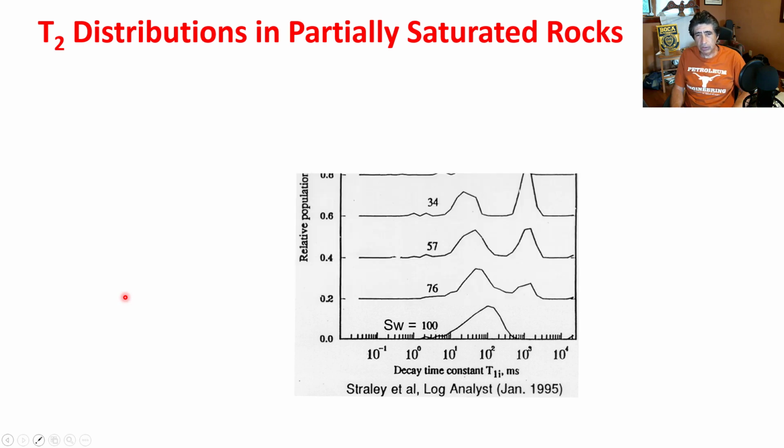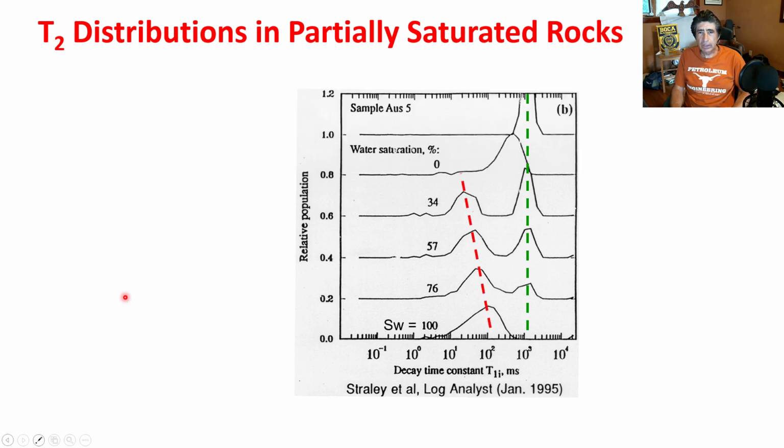So a long time ago there was a very famous experiment carried out by my friend Chris Straley at Schlumberger, and what he did is he recorded the T2 distributions of a Berea sandstone with variable proportions of water and hydrocarbon, in this case kerosene. And what he found is that indeed there were two peaks, one for the water peak and one for the kerosene peak, and those peaks will have different amplitudes or relative amplitudes depending on the relative saturations of water.